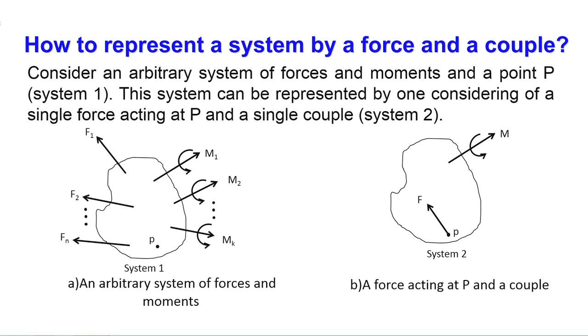Now, the question is about any arbitrary system. In system 1 we have shown F1 to Fn, a number of different forces acting on the rigid body, and there are different moments acting on the rigid body. Now, we want to know whether this system 1 can be represented in terms of a force and a moment. So, in system 2 there is a force and a couple, or force and a moment. We are interested in how to represent that.